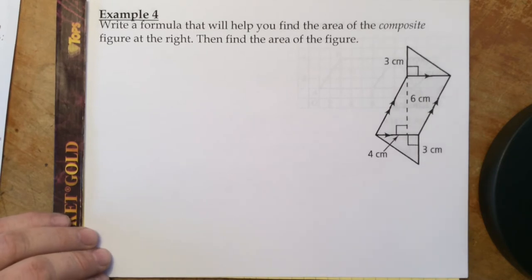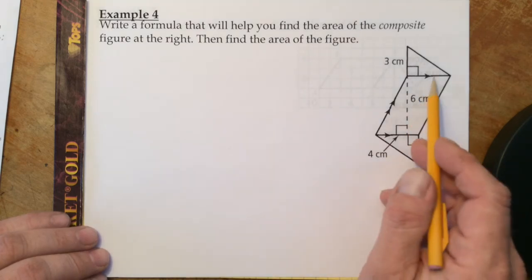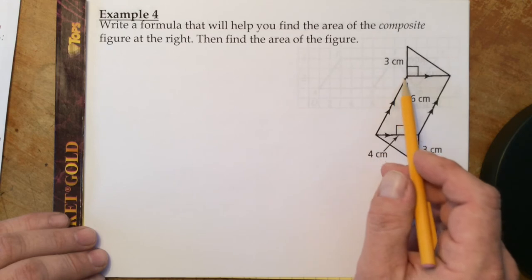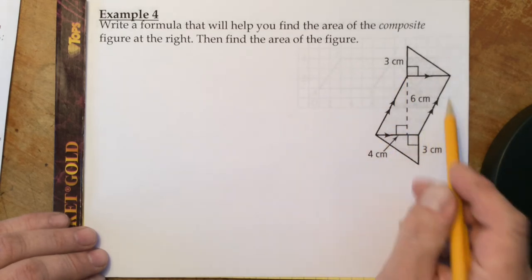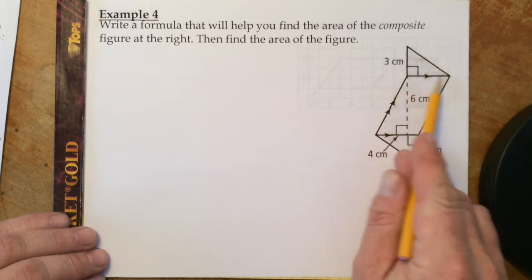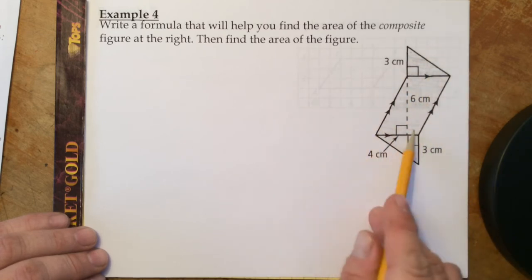Example 4. Write a formula that will help you find the area of the composite figure at the right. Then find the area of the figure. This is a composite figure because there are two or more figures that are placed together and not overlapping necessarily, and they are asking us to find the complete and total area of this entire figure.